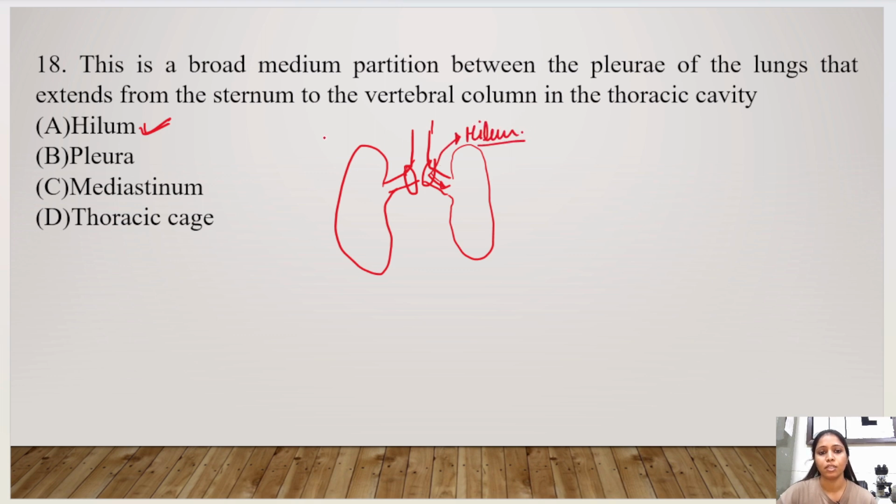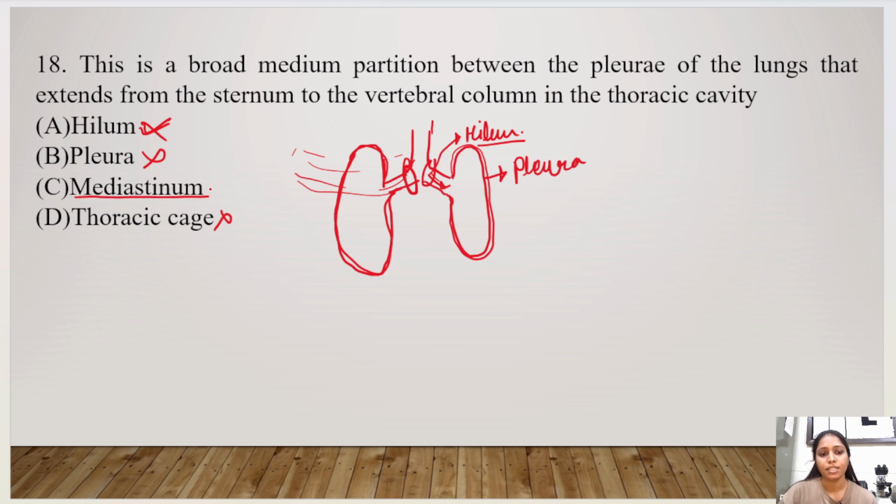So this is not the extension of the sternum, so this is not the answer. If we talk about pleura, pleura is the lining of the lungs, so it is called visceral pleura and parietal pleura. So this lining of the lungs is called pleura. So this is also not an answer. And thoracic cage, if we talk about thoracic cage, here the ribs are there, so the whole rib cage is called the thoracic cage, and that's why this is not an answer.